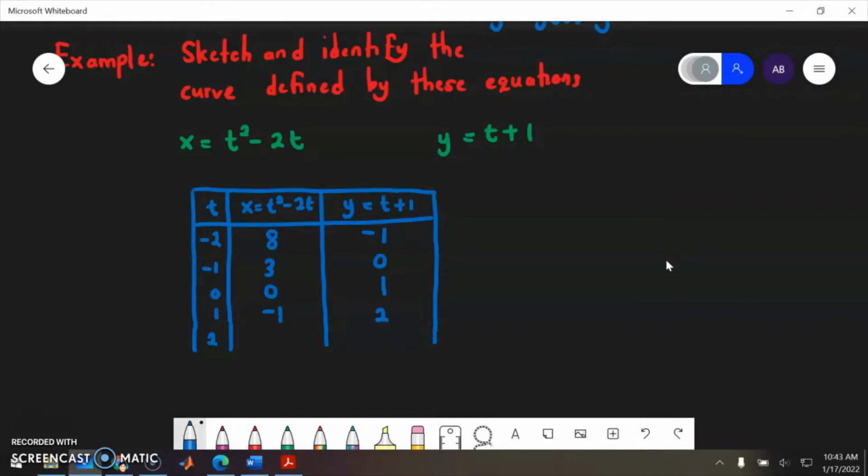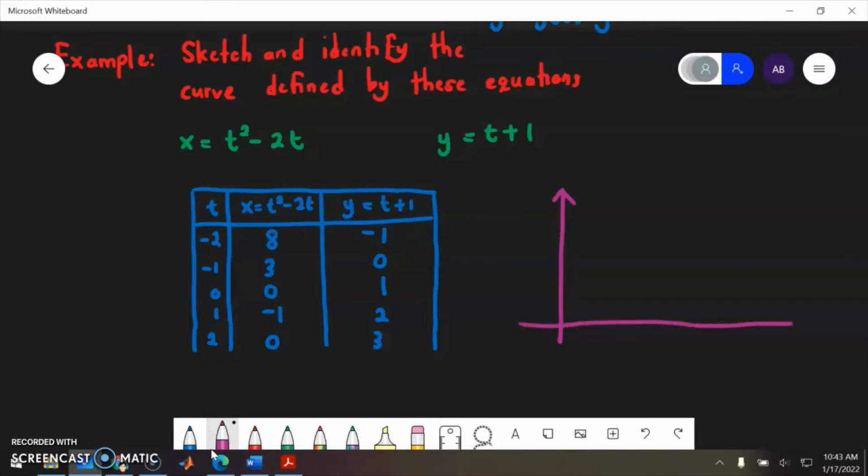And then when t is 2, similar to -2, x is 4 minus 4, so 0, and y is 2 plus 1, which is 3. So these are some of the points we got. Now let's try to sketch it. The question says sketch and identify the curve.